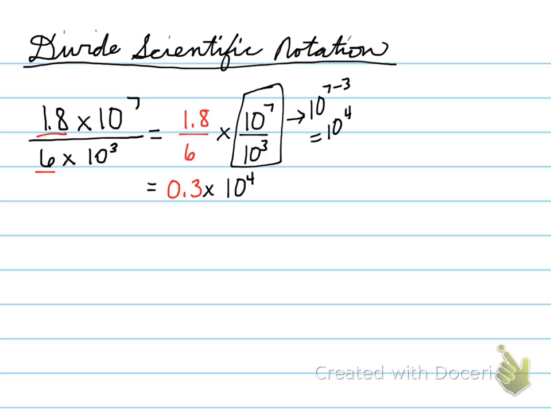1.8 divided by 6 is 0.3, and 10 to the 7th divided by 10 to the 3rd, whenever you divide, if the base is the same, you're going to subtract the exponents, so that ends up being 10 to the 4th. But that's not in scientific notation. We need to move the decimal over one place.